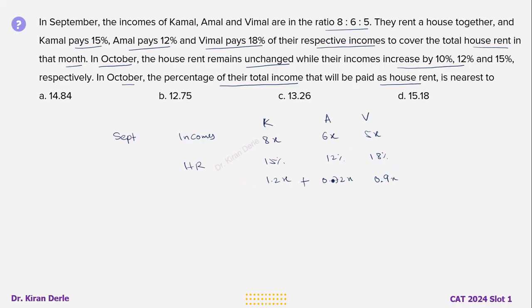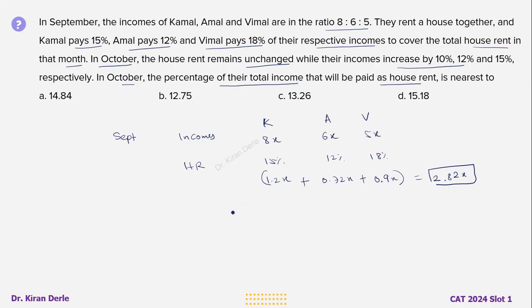Okay, so what is the total house rent they paid in the month of September? Though calculators will be allowed for these questions, I am solving it for you. So this is 1.2 plus 0.72 plus 0.9, which is 2.82x. This is the house rent paid in September. Now they are saying the house rent remains unchanged, but the incomes increase by 10%.